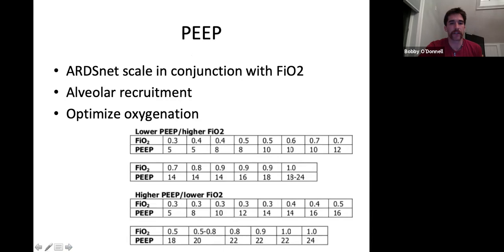PEEP and FiO2 are used on a scale. You can think of PEEP and FiO2 as almost, if there was an option, one button on the vent, because they're always used in conjunction with each other to optimize oxygenation. And we talk about alveolar recruitment, which is getting alveoli available for diffusion. That's what I alluded to earlier in the talk with clamping the ET tube when we're transferring onto our vent.